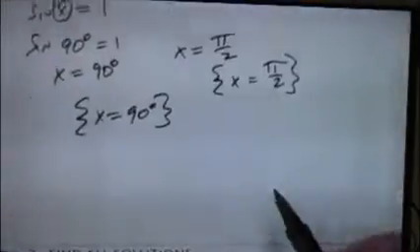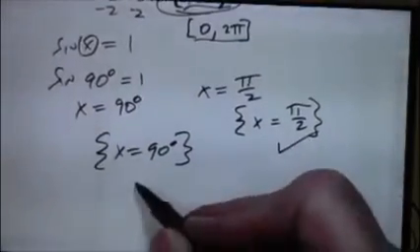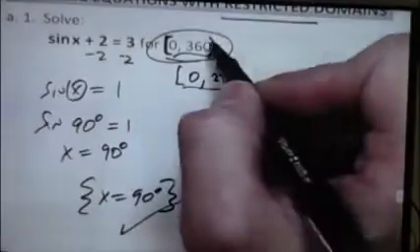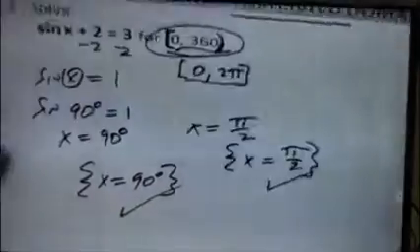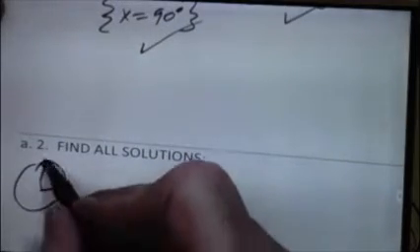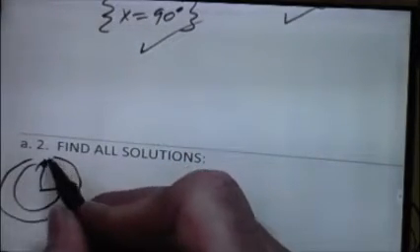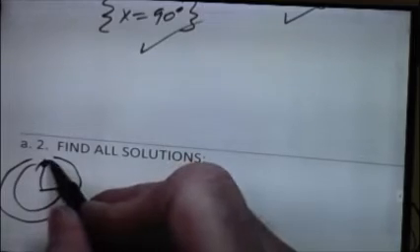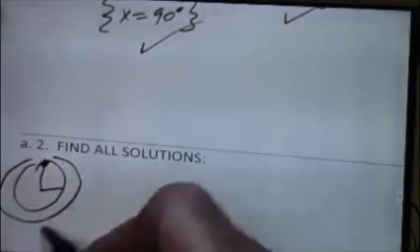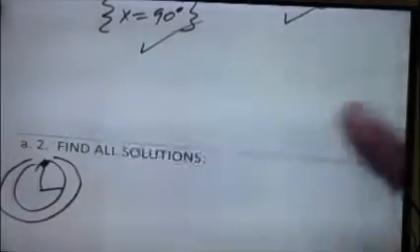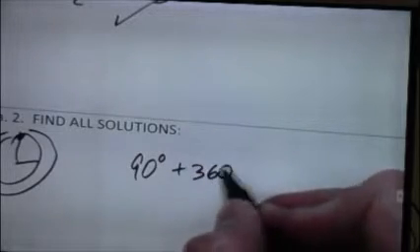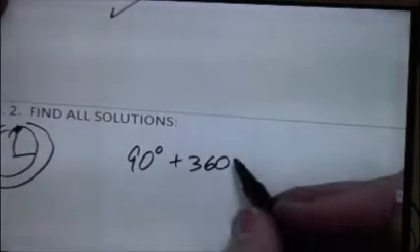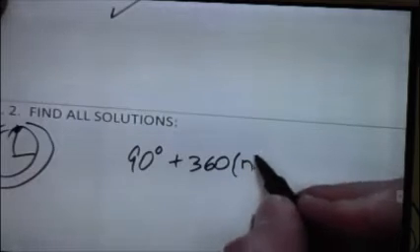Now, this is the solution in radians, and this is the solution in degrees for that domain. If we're going to do it for all solutions, what that means is we're here at 90 degrees. If we went around again at 450, and went around again and again, or went backwards, there are numerous different ones. So what you actually have is 90 degrees plus 360 times the number of times that you're going around the circle.